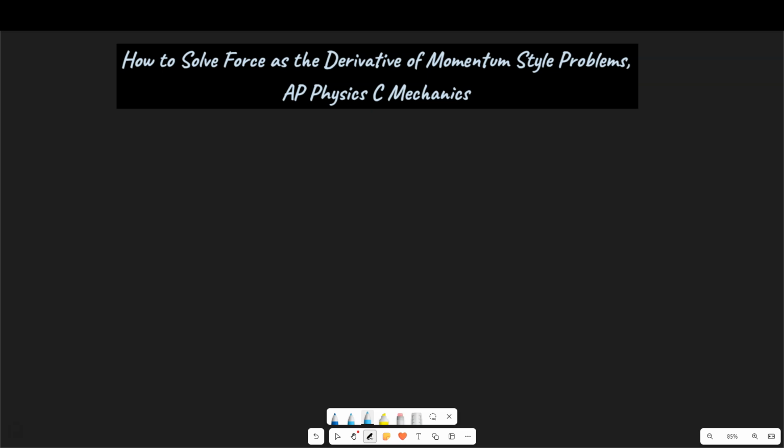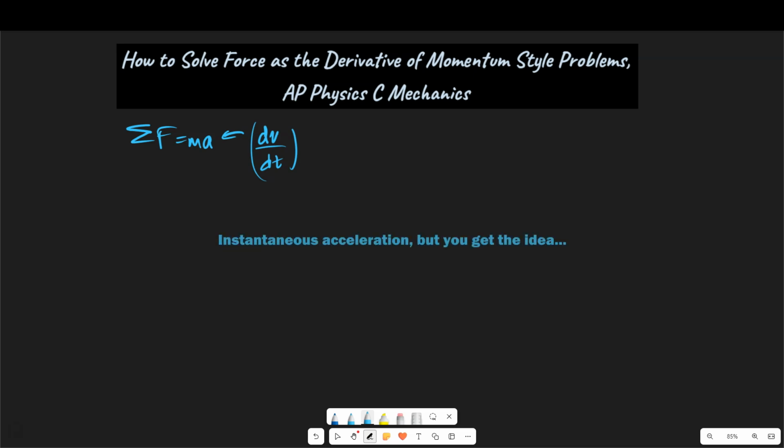First of all, let's think about a net force. So a net force is equal to mass times acceleration. We already know that. But we've learned lately that we can sub in dv dt for acceleration because that's what it is. The derivative of velocity with respect to time is acceleration. So let's think about what that would mean. So our net force is equal to mass times dv dt.